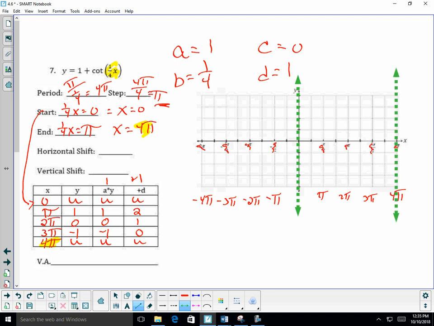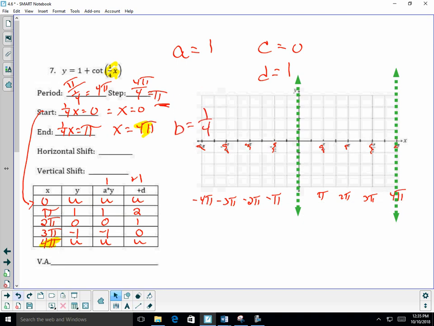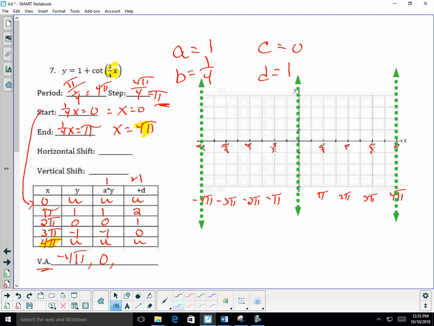So I have an asymptote at 0, and then I also have another asymptote at 4 pi. And if I'm counting, I have 1, 2, 3, 4, 5, 6, 7, 8. So going the other direction, 1, 2, 3, 4, 5, 6, 7, 8. Why is it not being aligned? There we go. I have another asymptote at negative 4 pi. So when I go to write my vertical asymptotes, I'm going to write negative 4 pi, 0, and positive 4 pi.